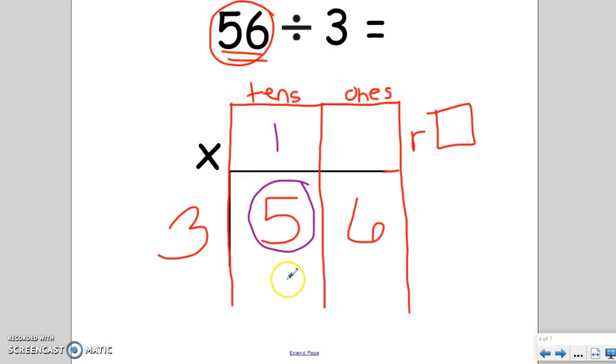Well, now that's my target. Now I need to figure out where I land when I use that bow and that arrow. 1 times 3, boom, it lands at 3. The next thing I need to decide is, how far away from my target was I?